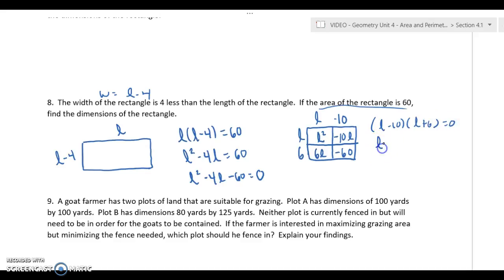So the one option here is that L is 10, the other is that L is negative 6. Negative 6 doesn't make any sense as a dimension of a rectangle. We're talking about lengths of sides, so it has to be a positive number. So L equals 10 would be our length. The width is going to be 4 less than that, because again here we have width is L minus 4. So if the length is 10, then the width is 6. And we're asked to find the dimensions of the rectangle, and so that's it. Just double checking, yes, 6 is 4 less than 10, and if I multiply those together, I would get 60.